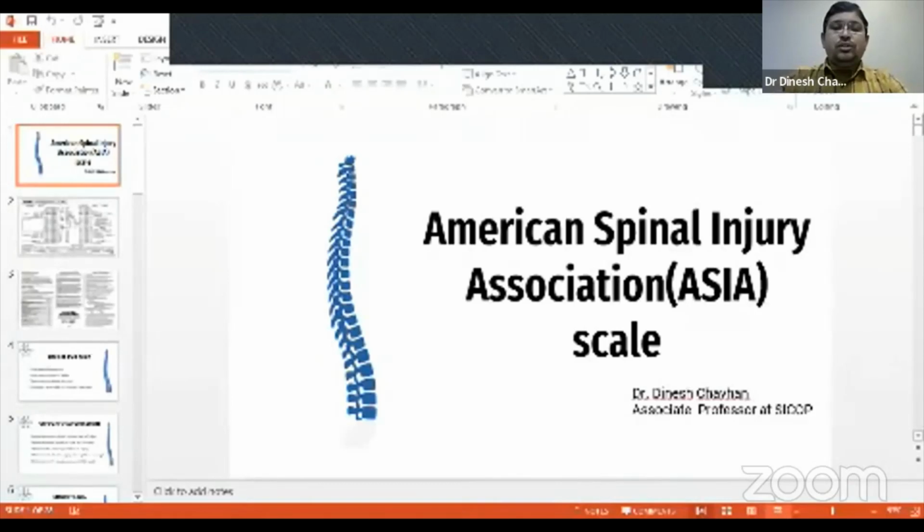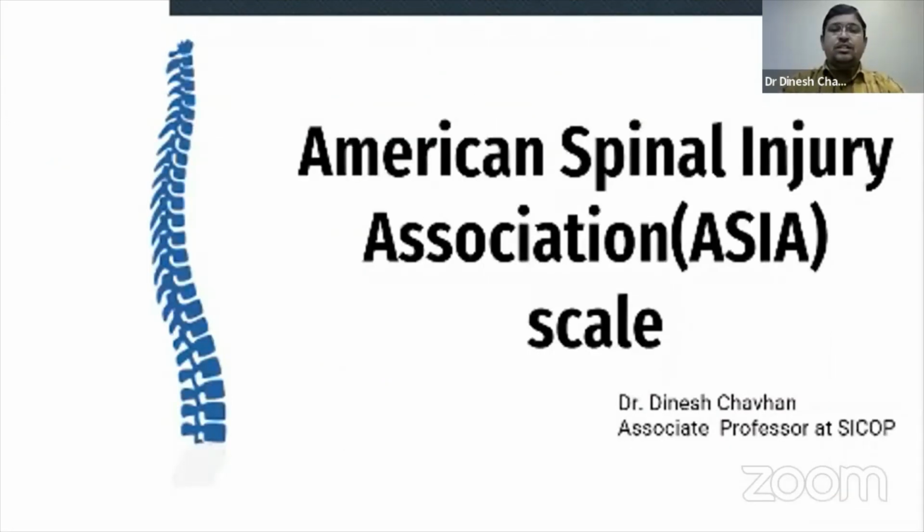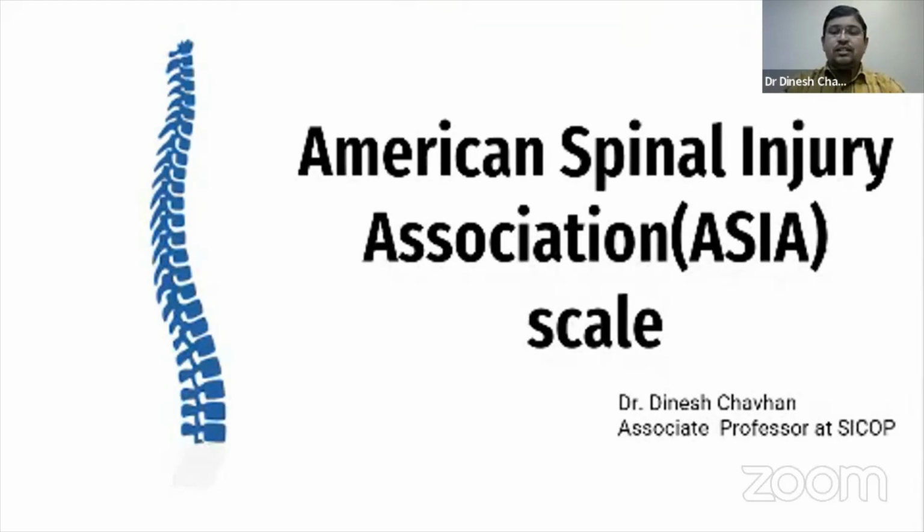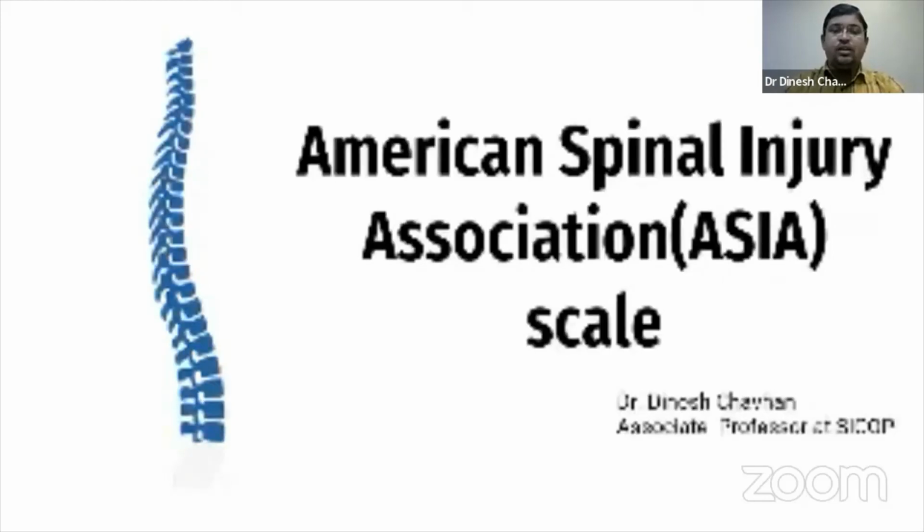Okay, so today we are going to discuss the most important scale used in spinal cord injury, that is the American Spinal Injury Association scale, that is the ASIA scale. As we know, the ASIA scale is widely accepted all over the world for use in spinal cord injury to find out the level of injury.